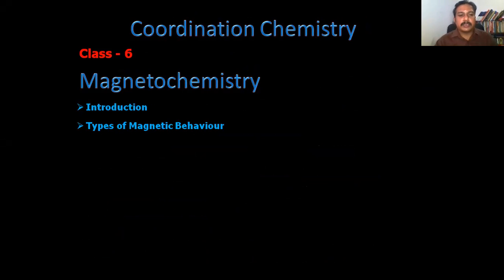So this class, the topic of today's class is orbital contribution to magnetic moment. How does the orbital contribute to magnetic moment, especially to become paramagnetic behavior?